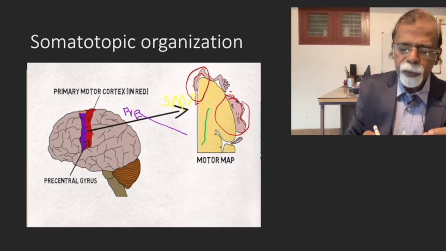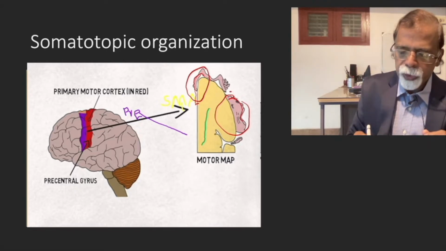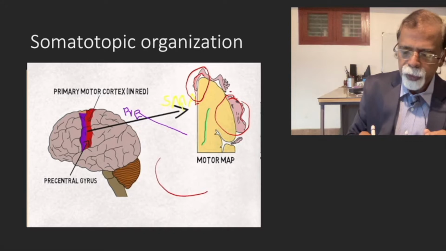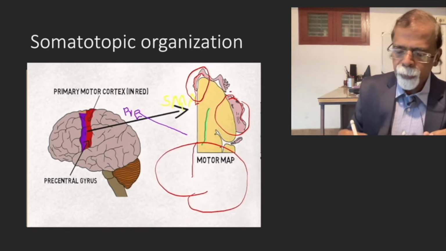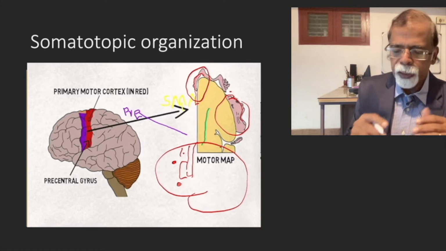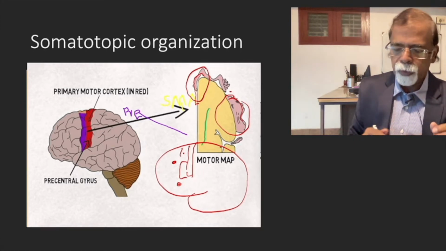So here you can see the primary motor cortex. All of you draw a picture like this. Here comes the central sulcus. Just anterior to the central sulcus is the motor cortex. And anterior to the motor cortex, you have a premotor area, and above that you have a supplementary motor area. In addition, there are the speech area, that is Broca's area, and the frontal eye field. Also, the different motor areas are in the frontal lobe.